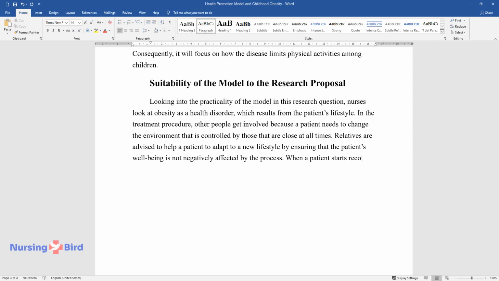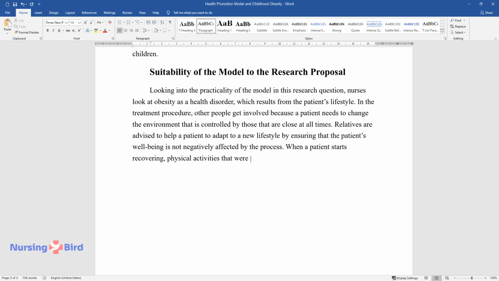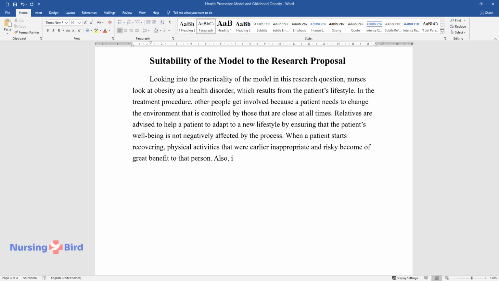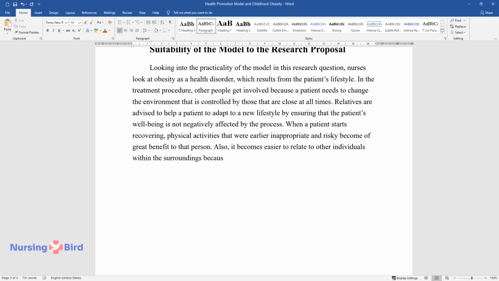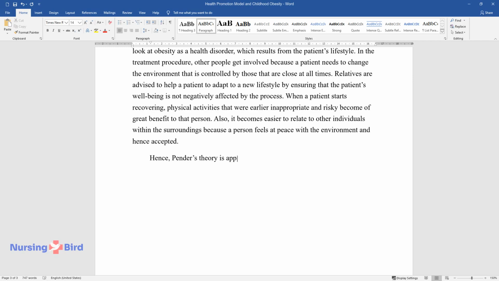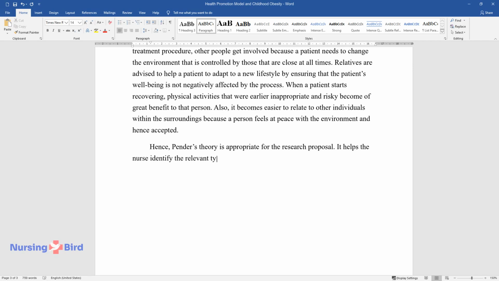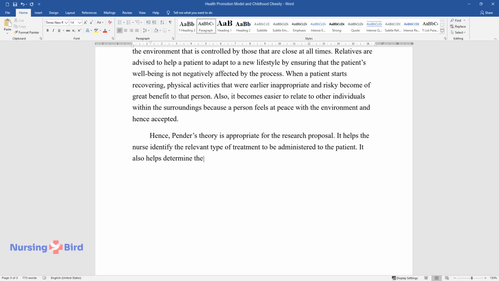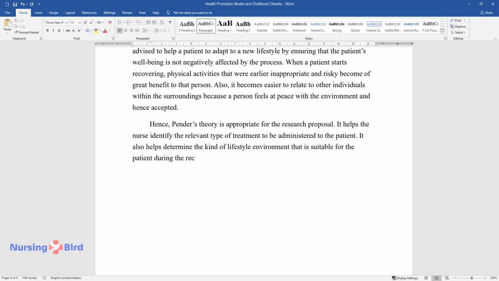When a patient starts recovering, physical activities that were earlier inappropriate and risky become of great benefit to that person. Also, it becomes easier to relate to other individuals within the surroundings because a person feels at peace with the environment and hence accepted. Hence, Pender's theory is appropriate for the research proposal. It helps the nurse identify the relevant type of treatment to be administered to the patient. It also helps determine the kind of lifestyle environment that is suitable for the patient during the recovery period.